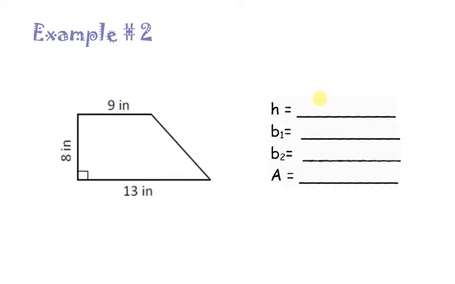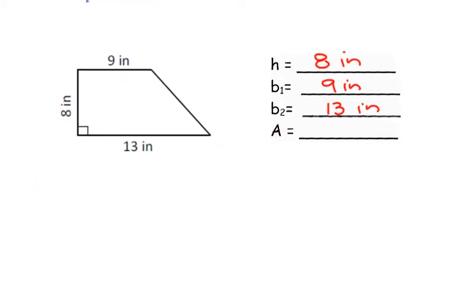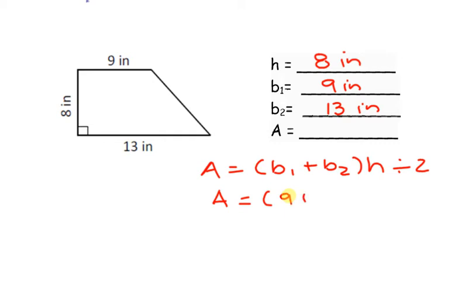So your height here is going to be 8 inches. Again, from the tallest point to the lowest point. Base 1, 9 inches. Base 2, 13 inches. And now we have to find our area. And again, we need to write out our formula. Area equals base 1 plus base 2 times the height divided by 2. So, area equals 9 plus 13 times 8 divided by 2.